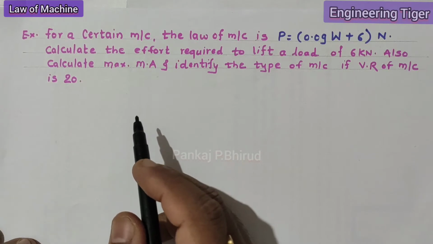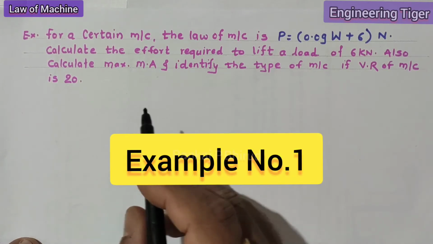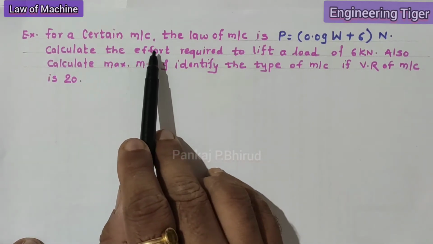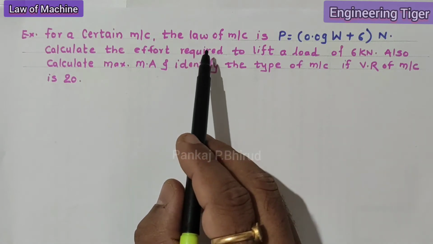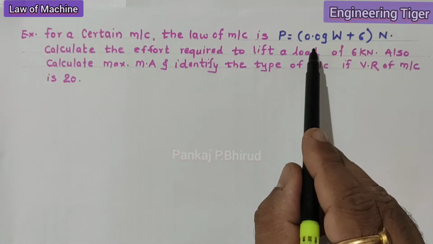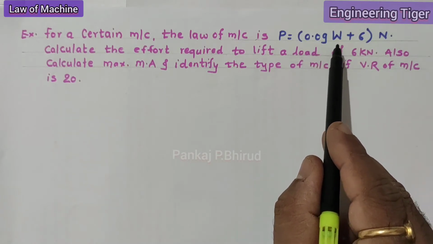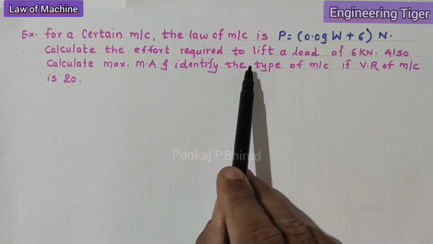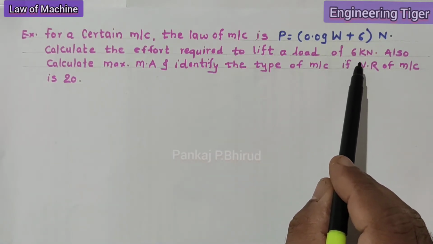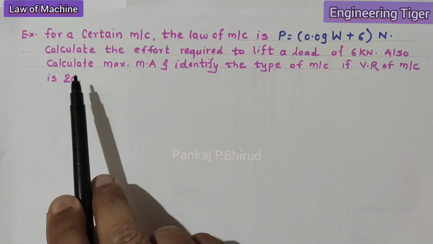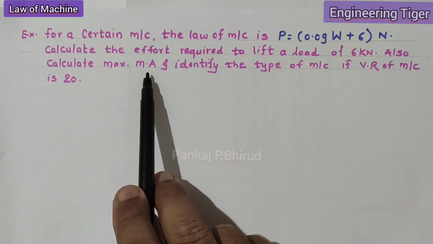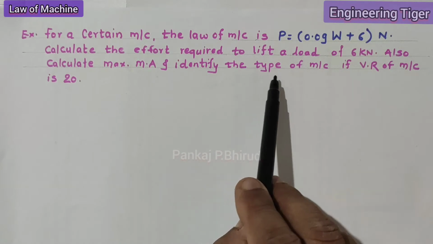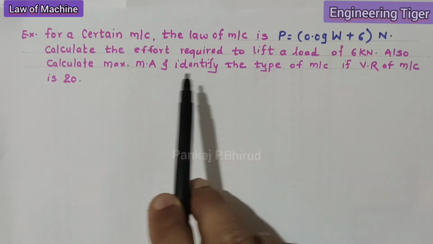So here we are taking one numerical based on the law of machine. The example is, for a certain machine, the law of machine is P is equal to 0.09 W plus 6 Newton. Calculate the effort required to lift a load of 6 kilonewton. Also, calculate the maximum MA and identify the type of machine if VR of machine is 20.